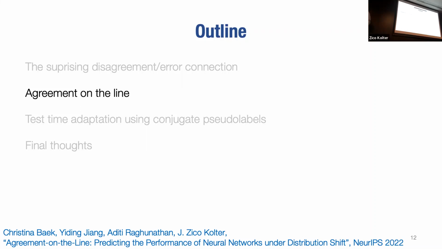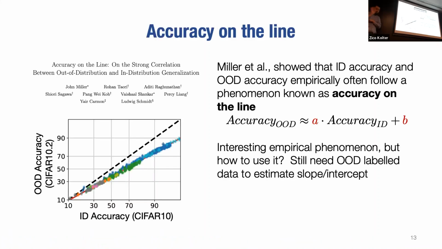This is based upon a paper we have coming out this year called Agreement on the Line: Predicting the Performance of Neural Networks Under Distribution Shift. The starting point for our work here was another paper by some folks at several different universities, including Aditi, who's a co-author on our paper as well. The starting point is John Miller et al.